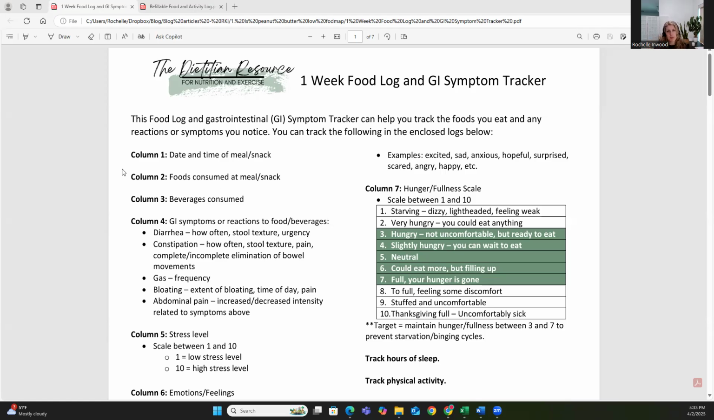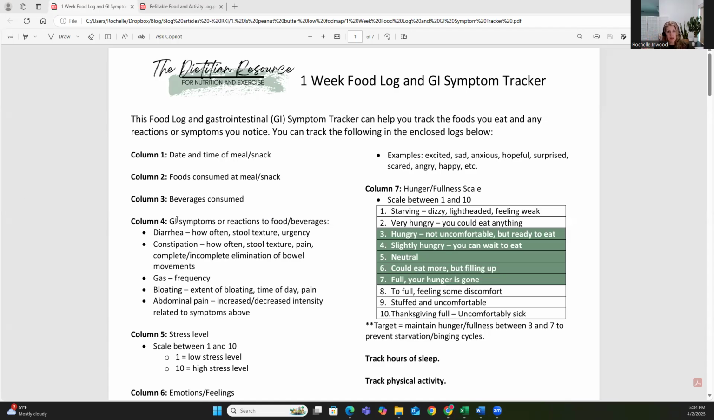Column 3 is going to be beverages. As we know, some beverages can lead to acid reflux. Others can lead to GI issues further down, so maybe some gas or bloating. So understanding the types of beverages that they're consuming can help reduce the frequency of their GI issues if we just make tweaks to those pieces there.